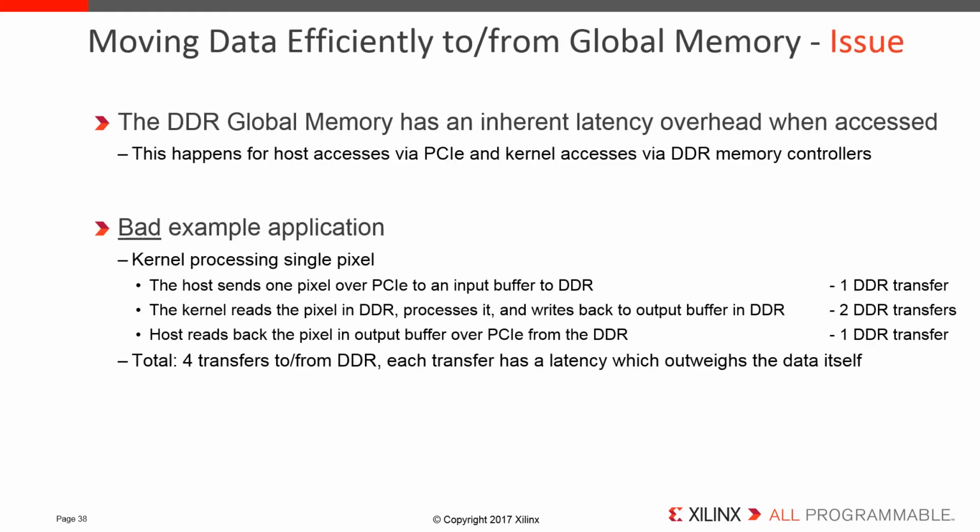Let's talk about moving the data efficiently to and from the device DDR to the host or the kernel. As we know, there's an inherent latency overhead when accessing DDR due to the inherent DRAM technology used. In this bad example application, a hypothetical kernel would process a single pixel. The operations performed are the same as we saw before. The host would send data over PCIe to DDR, the kernel would read it, process, then write back.